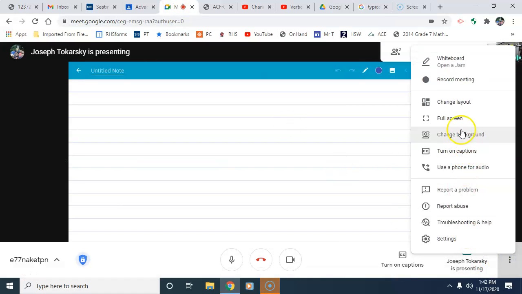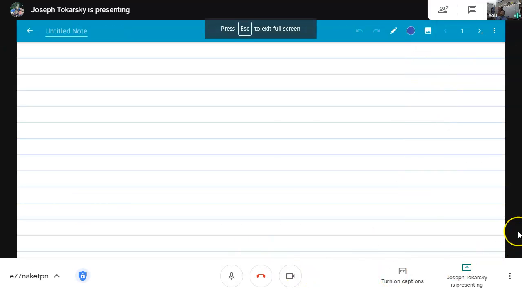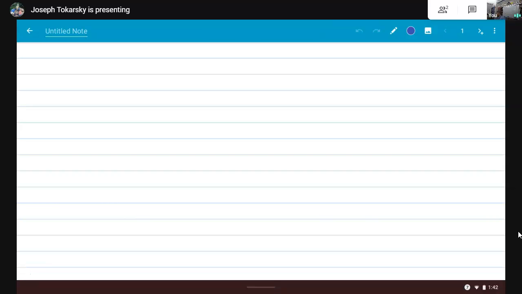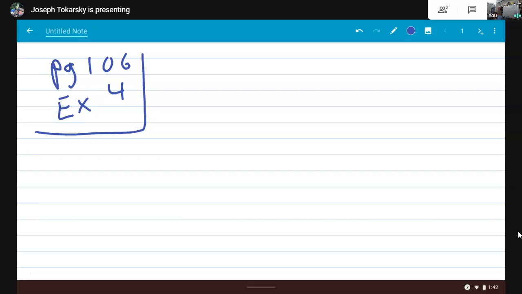Alright guys, we're going to go over an example from your text based off of the discussion in the prior video we had on vertical tension. So we're going to look at page 106 and complete example 4 of a vertical type tension problem.